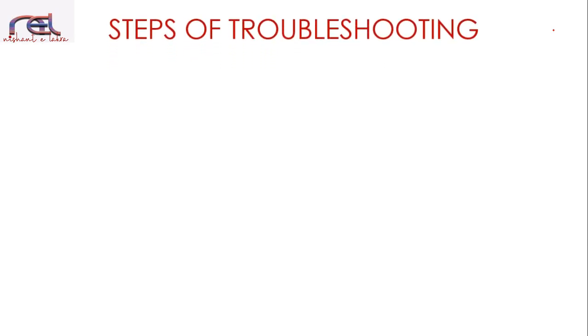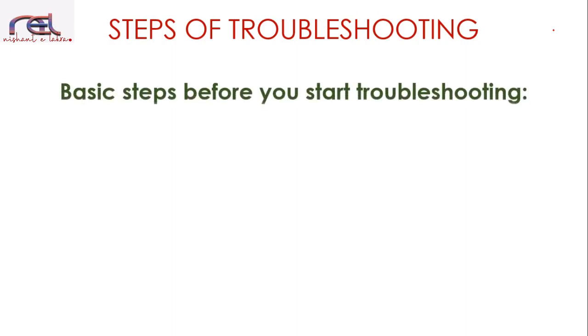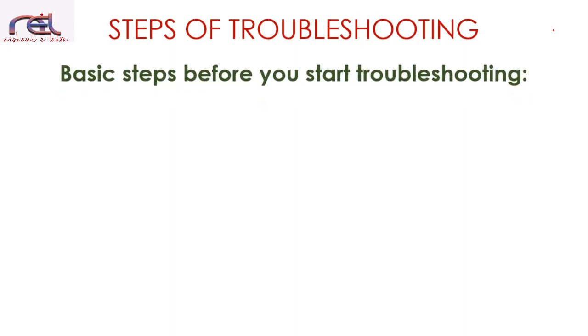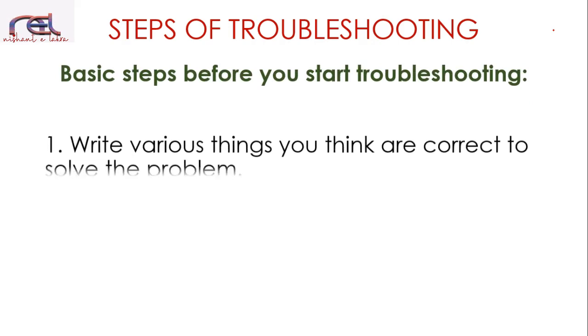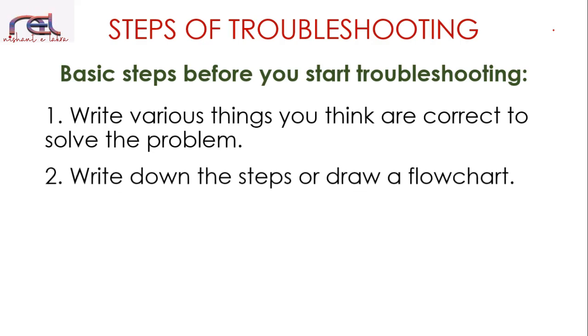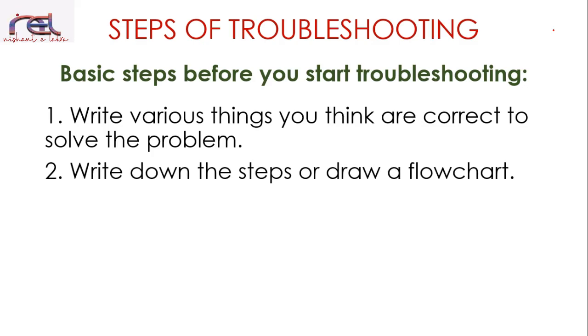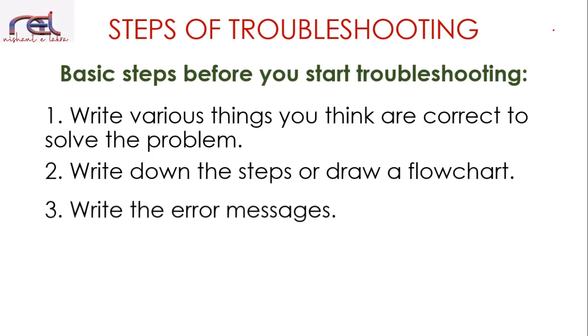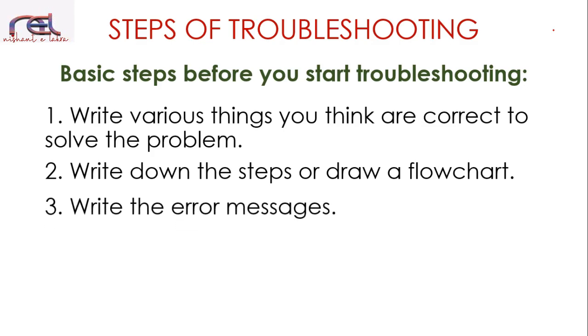Now let us see the steps of troubleshooting. What can be the basic steps before we start troubleshooting, before we start to diagnose what is the problem with the computer. The first thing is you need to write some things you think are correct to solve the problem. What can be the reasons and how can you solve it? The second one is write down the steps how you can solve it or draw a flow chart. The third one is write the error messages that you see on the computer screen.